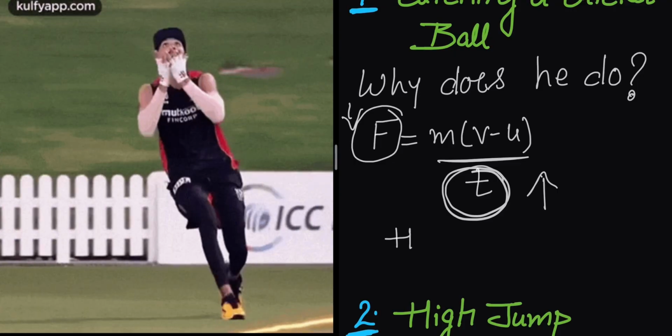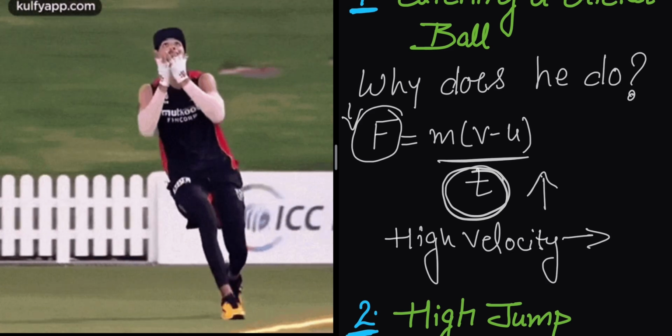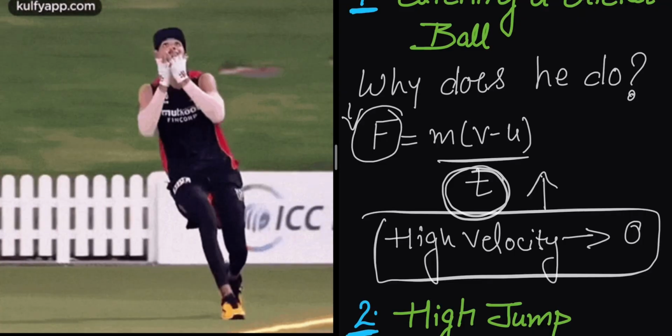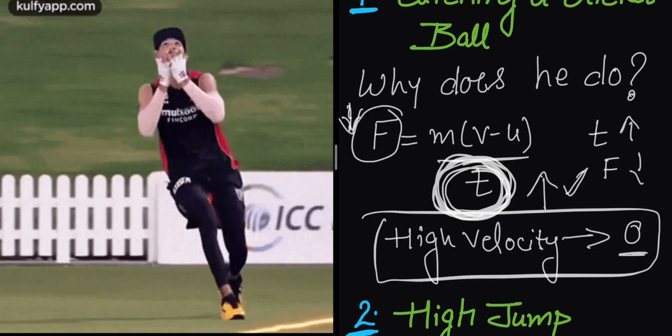Earlier the cricket ball is moving with a high velocity. When the player catches that ball, that high velocity will reduce to zero, and the time during which the high velocity of the ball reduces to zero, by pulling his hands, he is increasing that time period. If the time period increases, the force acting on his hands will decrease, and if force decreases, the player would not be hurt. Okay, his hands would not be hurt.